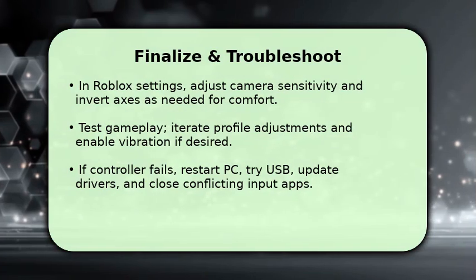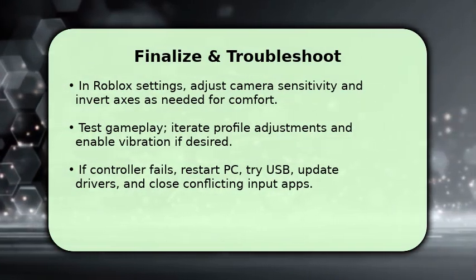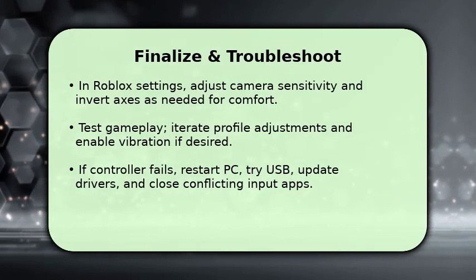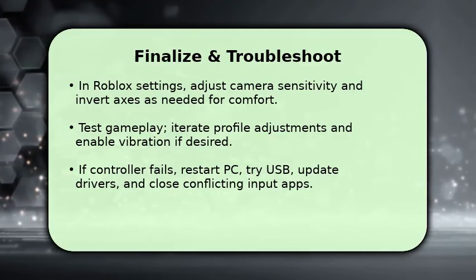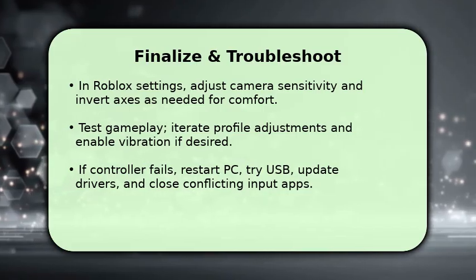To finish, open Roblox's in-game settings and tweak camera sensitivity and any axis inversion to match your controller profile. This syncs feel and aim. Then play a short session to test actions, fine-tune bindings, and enable vibration if it helps feedback.